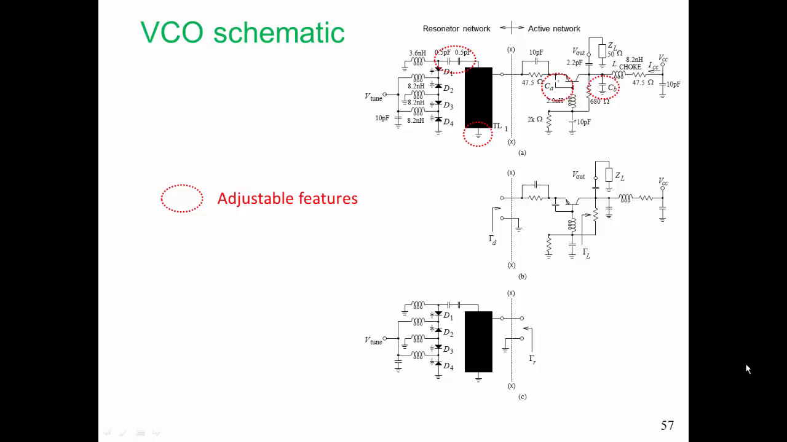Another one of our adjustable elements is this variable short circuit that we're going to have at the end of our transmission line resonator. This tapped connection is also variable, but once we've laid out the circuit, it's pretty much fixed. On the active network, we have 2 variable capacitors, CA and CB, and we use CA and CB to adjust the locus of gamma D.